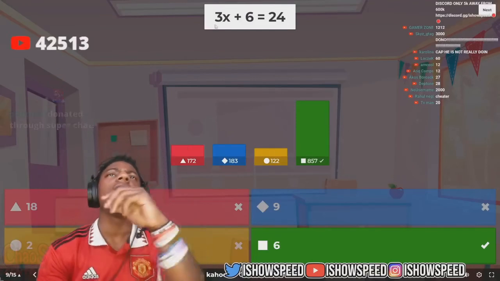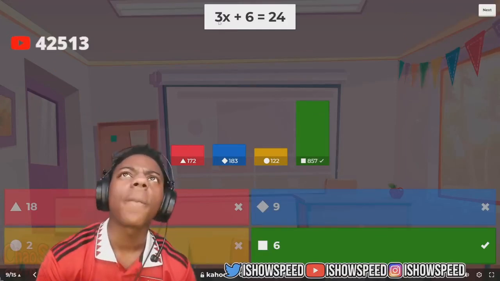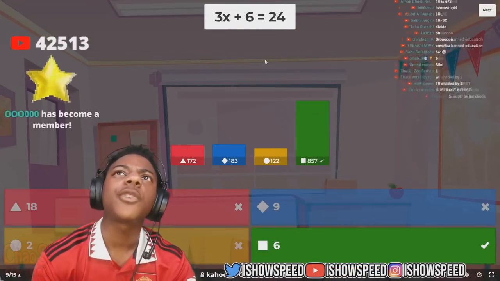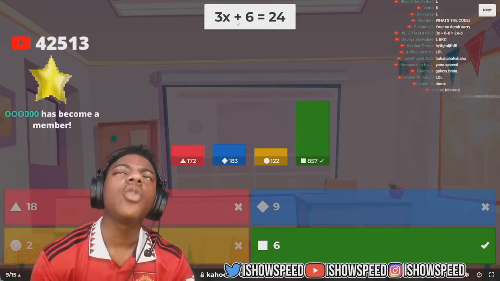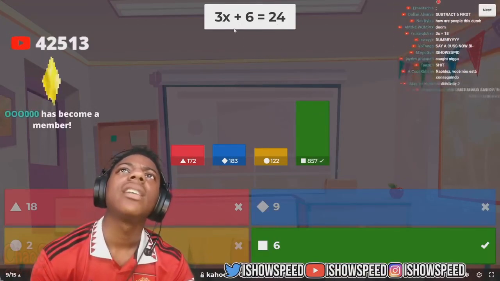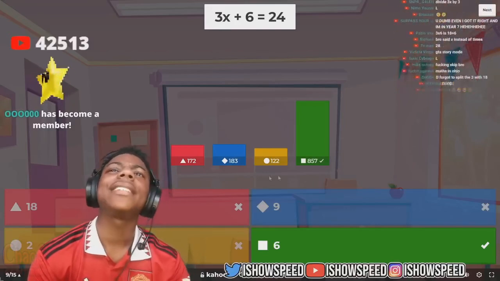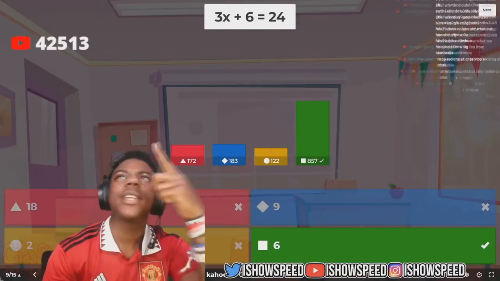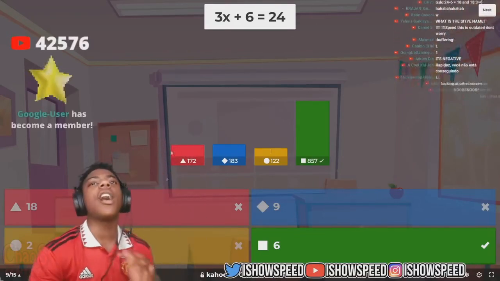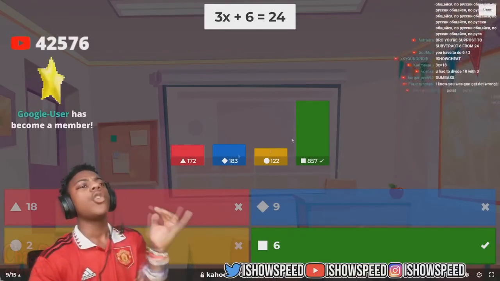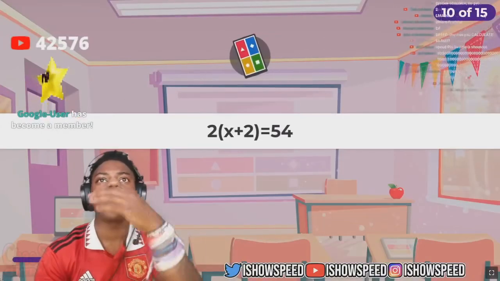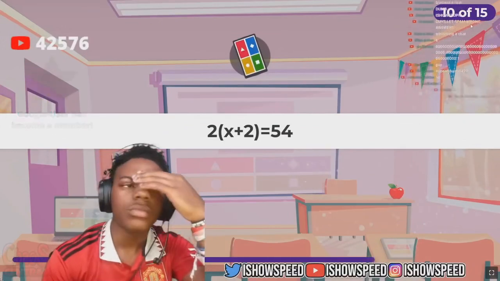Look, 3 divided by 3, you cancel this out. 24 divided by 3 is 8. X plus 6 equals 24. Then you do the opposite of addition, and that's subtraction. Minus 6 on each side, you get 18. So Kahoot is wrong. For the 172 people that picked 18, you are right. Thank you so much, y'all. But this Kahoot actually did it wrong.